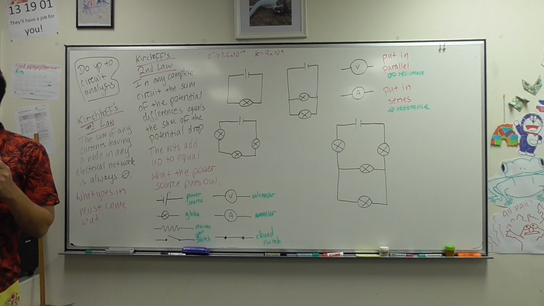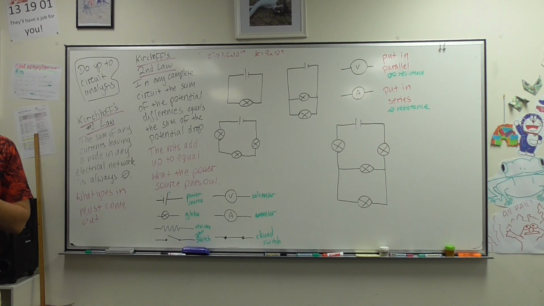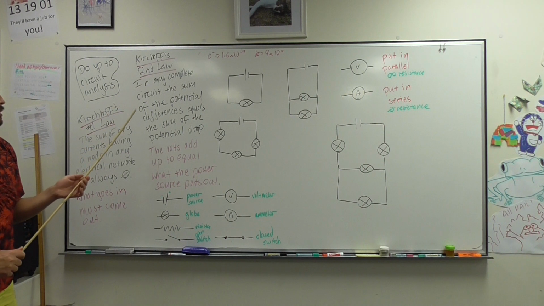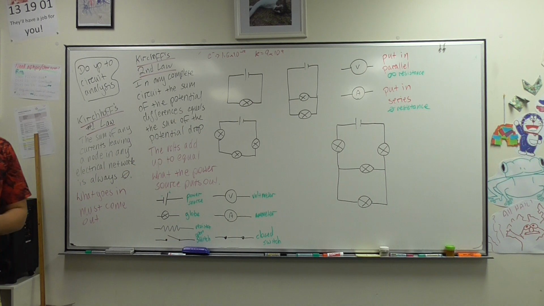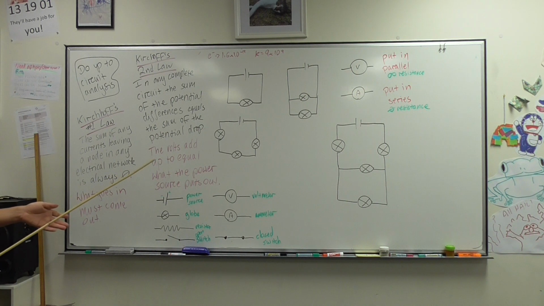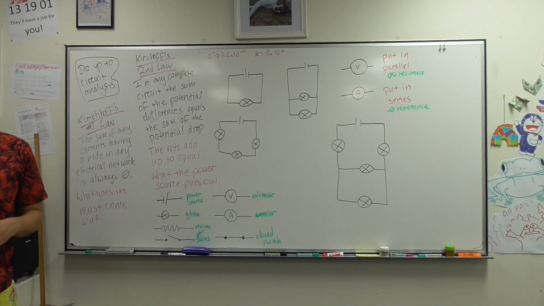If you put 12 coulombs of charge through a wire, it goes in one end, 12 coulombs will come out the other end. That's what it's saying. And these are the laws that we use for circuit analysis. Kirchhoff's second law is, in any complete circuit, the sum of the potential differences equals the sum of the potential drop. Now the potential difference is going to be the amount of pressure, volts, that is behind any particular circuit. The volts add up to equal what the power source puts out.